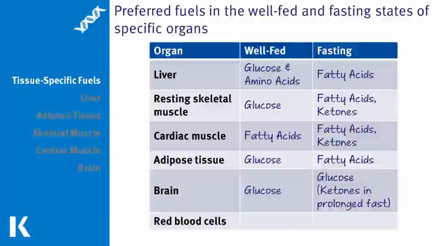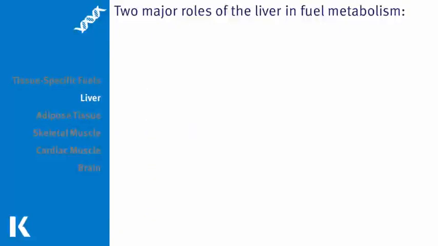However, after over 1 week of fasting, the brain begins to use ketones as an energy source. Red blood cells can only use glucose for energy, even when glucose stores are low during the fasting state. And that is why it is important for other tissues to rely on other molecules for energy during this metabolic state. The remainder of this video will investigate the metabolism of most of these tissues in detail. We'll start with the liver.